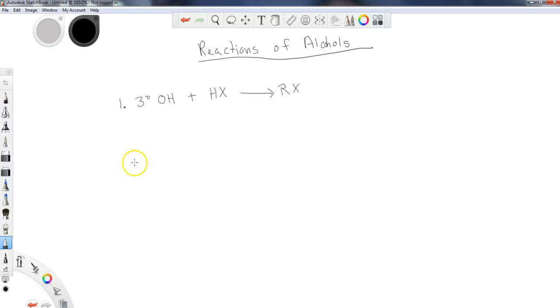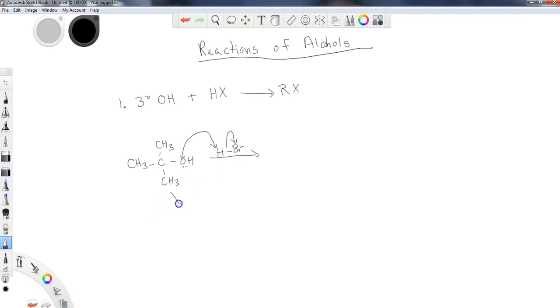So what do we mean when we talk about this? Well, let's take a look. If I have, for instance, a t-butyl alcohol, which would be a tertiary alcohol, and I subject that to HBr. Well, the first thing that's going to occur is that the oxygen will act as a base with its lone pairs to grab the acidic hydrogen, and the bromine will leave.